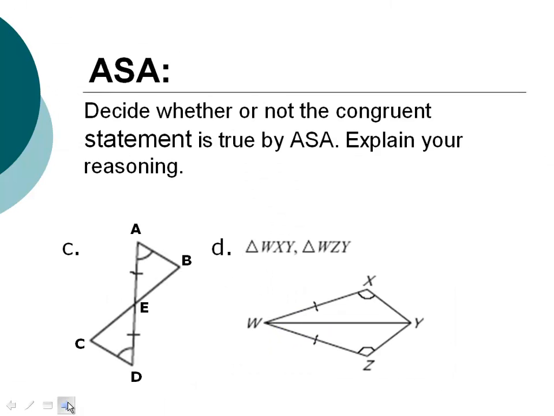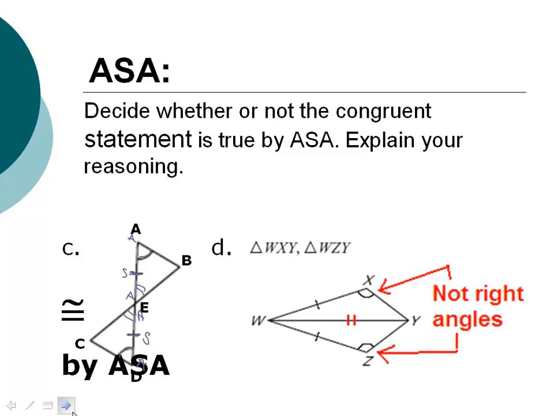Let's try this. Flip your page over. Decide whether or not the congruent statement is true by angle side angle and explain your reasoning. Looking here, I know these two are vertical angles, so those are congruent. These two sides are the same, and then these two angles are also the same. So I've got an angle, a side, and then an angle. So I've got angle side angle. So yes, they are indeed congruent by angle side angle. Pause the video and try the next one.